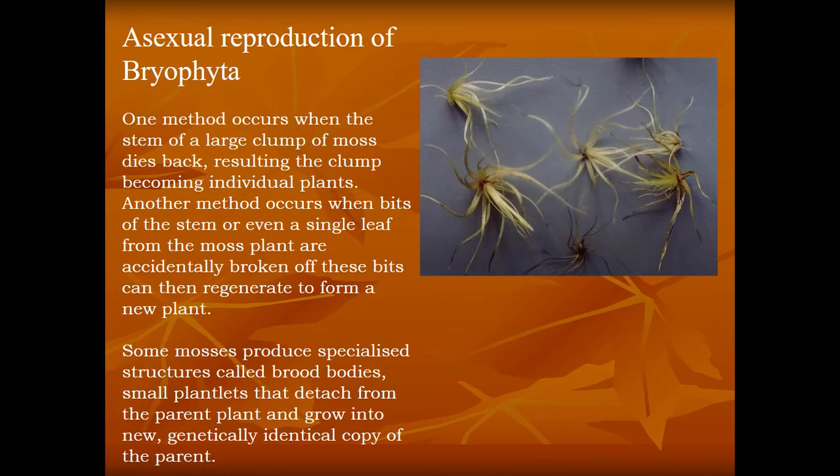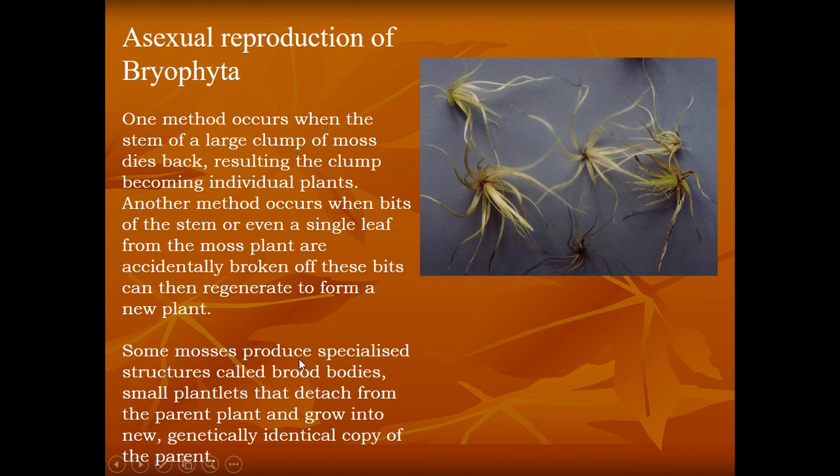So for asexual reproduction of bryophytes or the mosses, one method occurs when the stem of a large clump of moss dies back, resulting in the clump becoming individual plants, as you can see over here. Another method occurs when bits of the stem or even a single leaf of the mosses are accidentally broken off. These bits can regenerate to form a new plant. So either through the stem or a single leaf of the mosses.